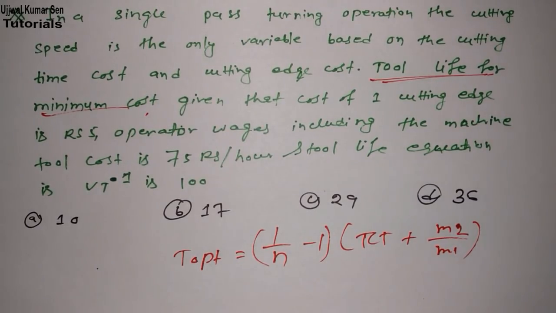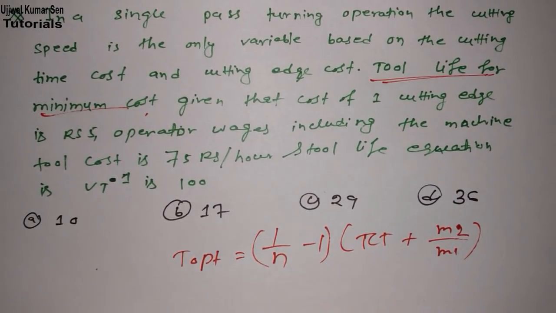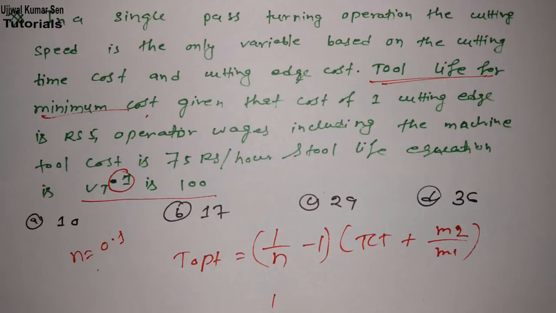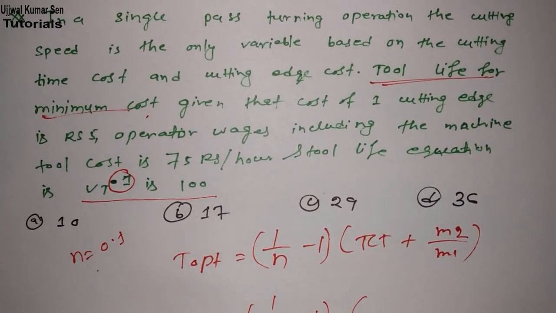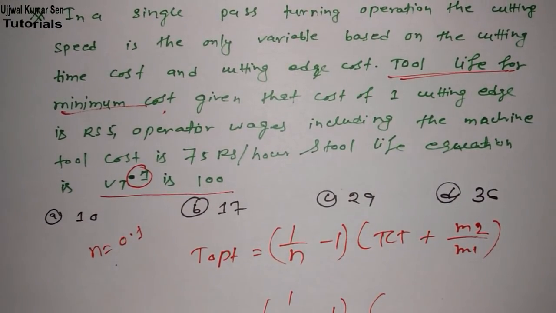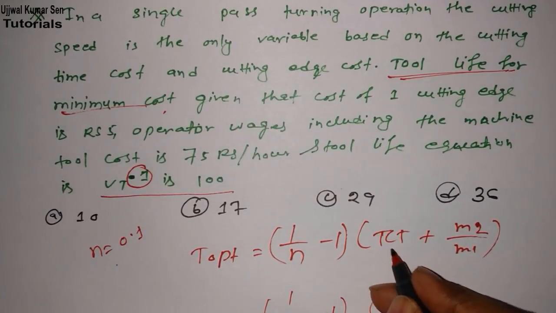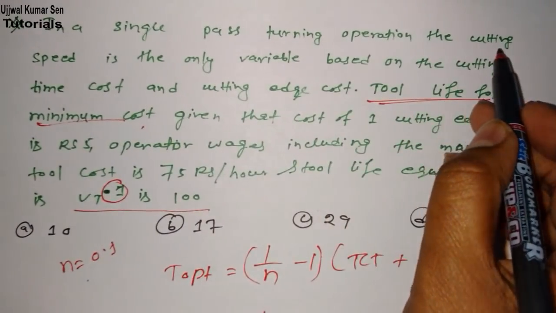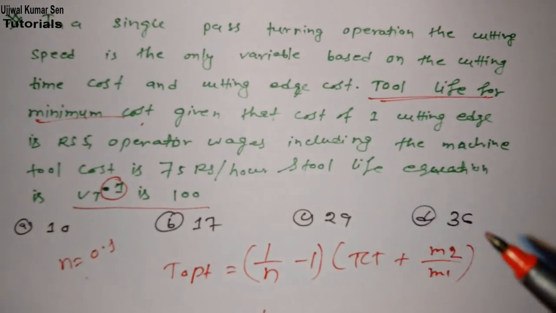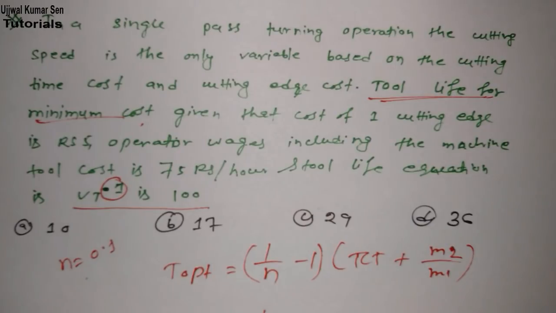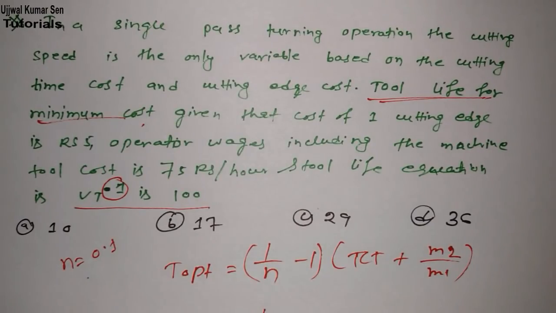Okay, so if you do not remember, you can see that page and quite easily understand it. Now what is given? This is the Taylor equation. So N is equal to 0.1. Just keep writing what exactly we are getting. Writing TCT, it is not given, but let me read the question. Okay, don't worry, read it. In a single pass turning operation, the cutting speed is the only variable based on the cutting time cost and cutting as cost. Okay, now tool life for minimum cost, given that cost of one cutting as is this.